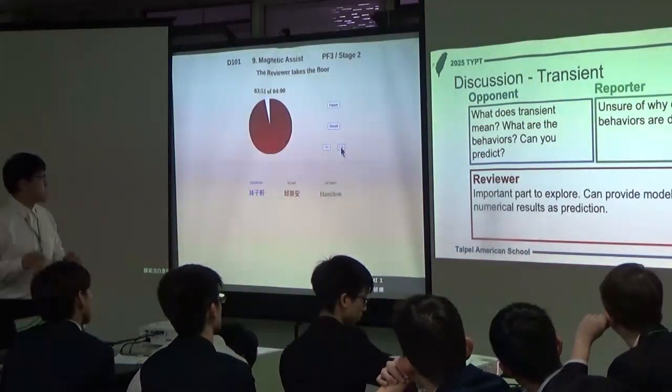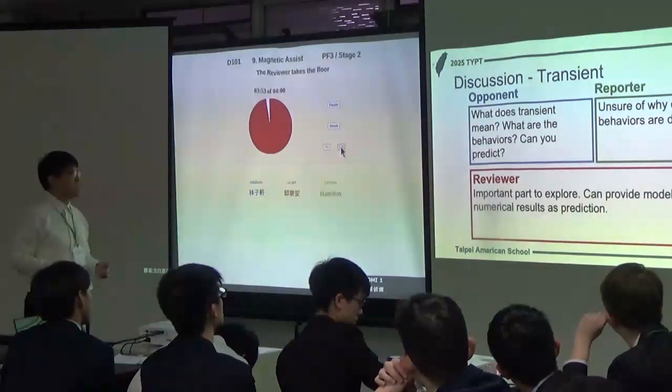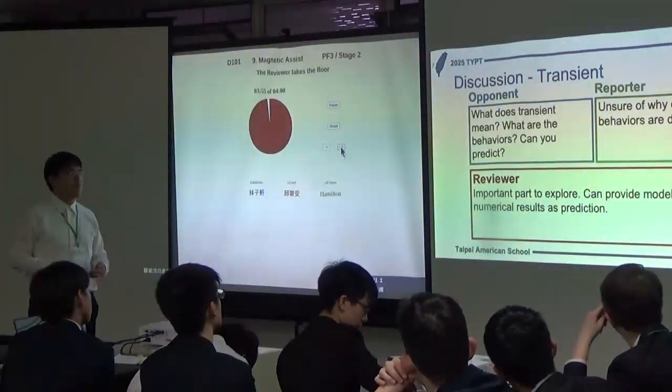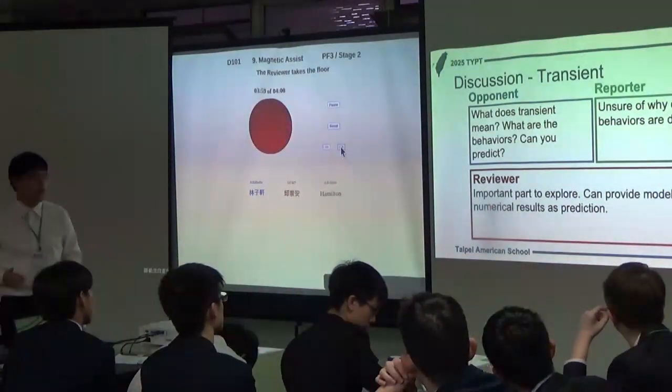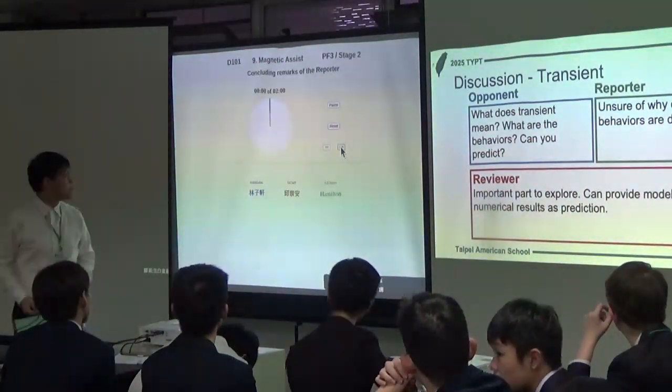And finally, they also discussed and defined the meaning of transients and how it can be predicted. The reporter is quite uncertain on why these behaviors are displayed, and I think it's important to explore these behaviors. Thank you.